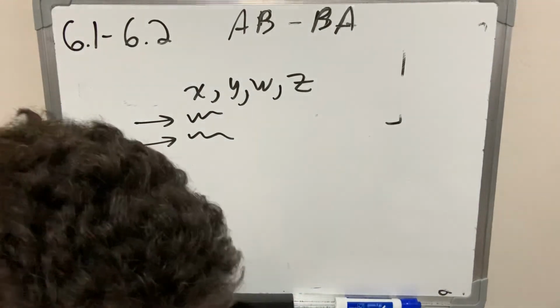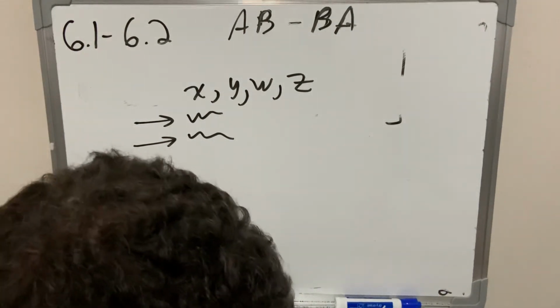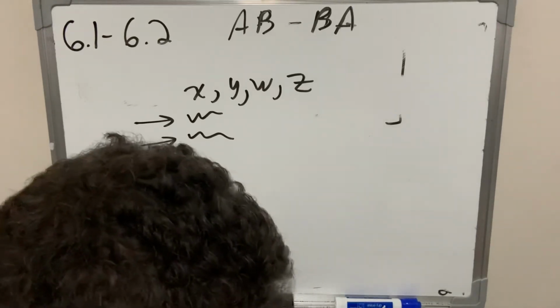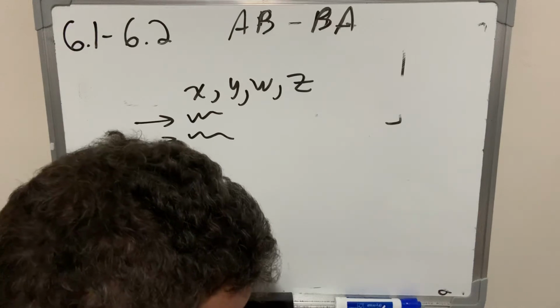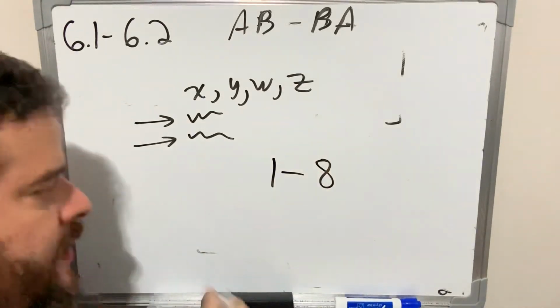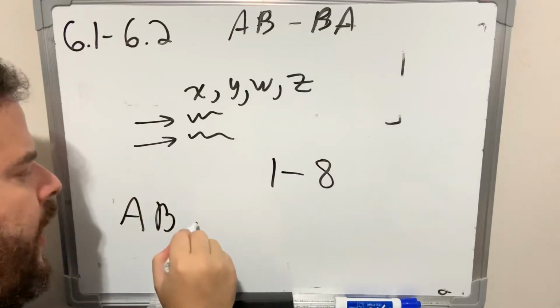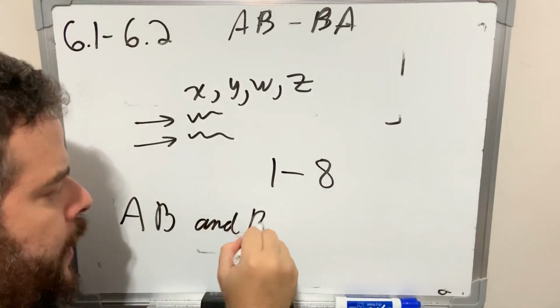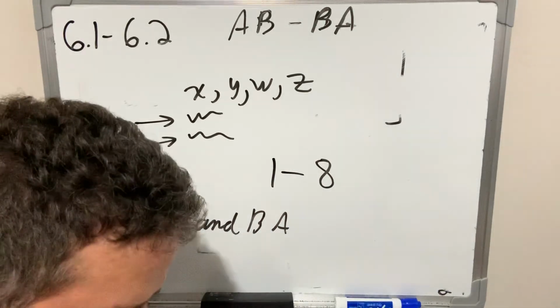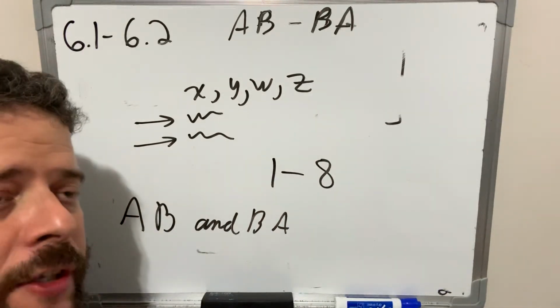So right now for matrix multiplication, I want you guys to do the following exercises from 1 through 8. And again, it says find AB and BA if possible. Do 1 through 8 on page 383. That's it for today's class.